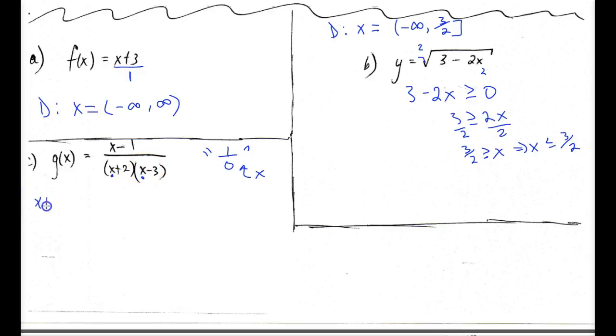So here, to formally write this out, we know that x plus 2 can't be 0, and we know that x minus 3 can't be 0, which in turn means that x can't be equal to -2, and x can't be equal to 3. So when we write the domain of this, we know that the answer is going to be all real numbers except for -2 and 3.